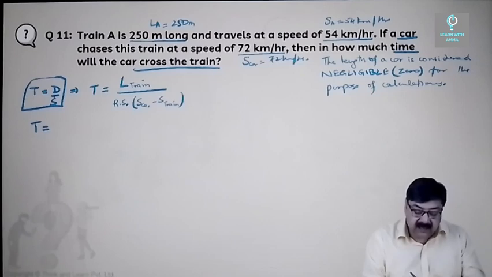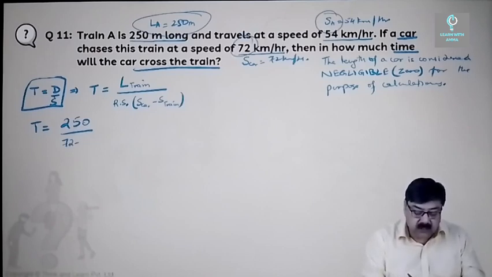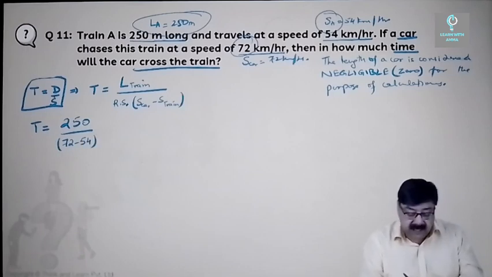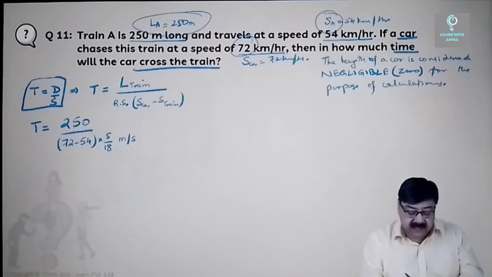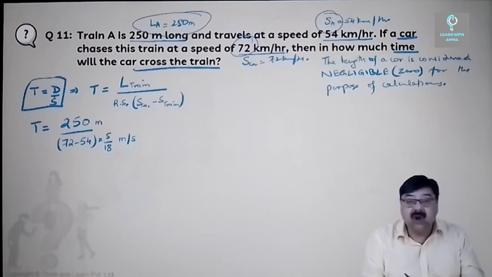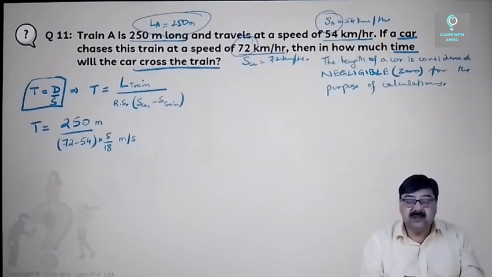So time here will be, length of the train is given to us as 250 here. Speed of the train is 54 and speed of the car is 72. So relative speed becomes 72 minus 54. Now this is in kilometers per hour. Please remember that. Do not forget to multiply it with 5 by 18 and convert it into meters per second, because the distance or the length of the train is given to you in terms of meters. So be very careful when it comes to units.